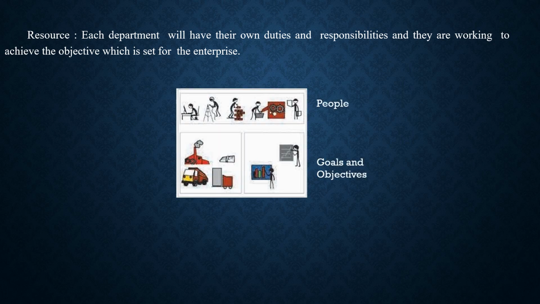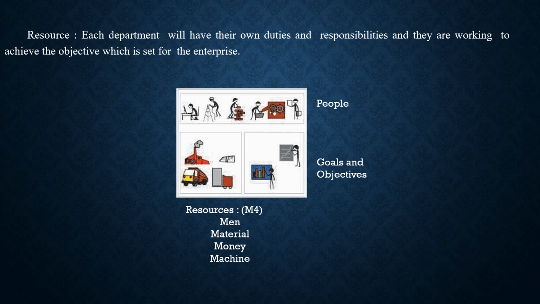Here, an enterprise always contains a group of people, and their goals and objectives are different. Along with people, the other thing required is the resources. Now what is the meaning of resources? Here resources means the four factors, the 4M factors, which include man, material, money and machine. The people working in that company or enterprise are known as man.